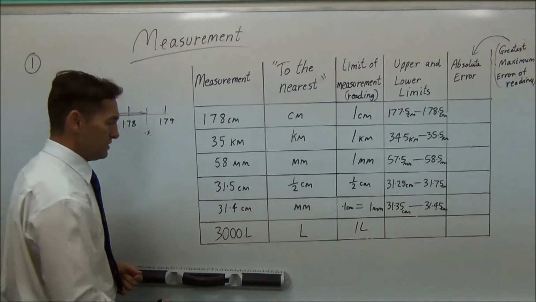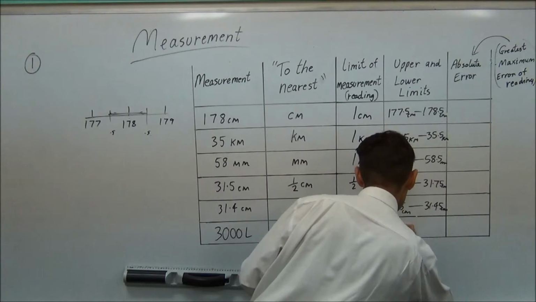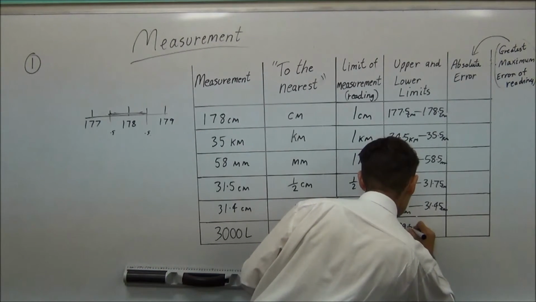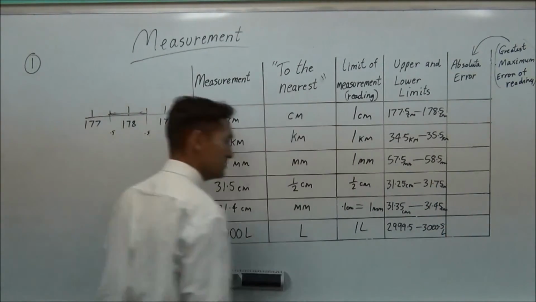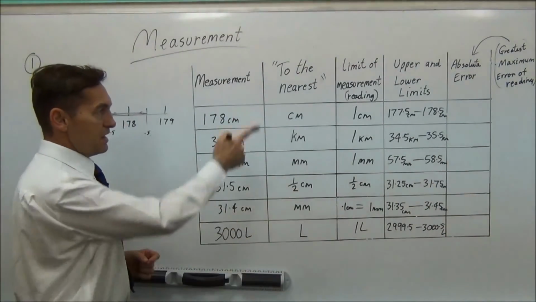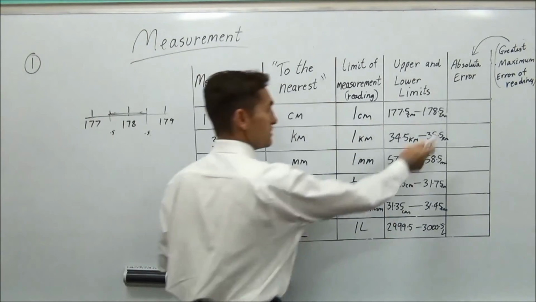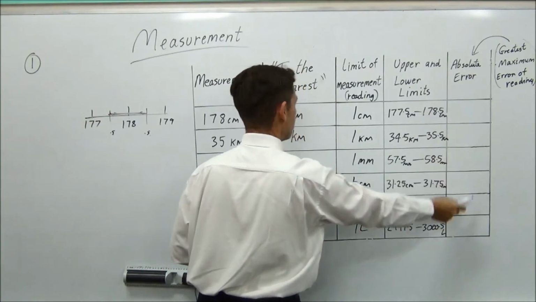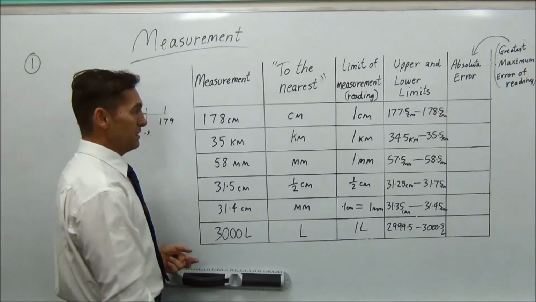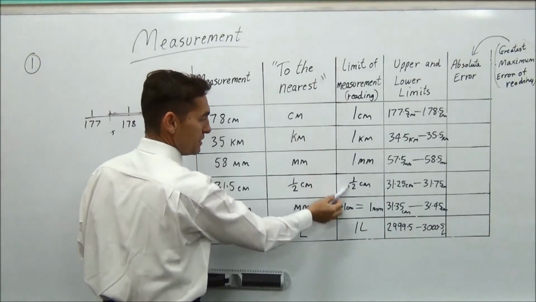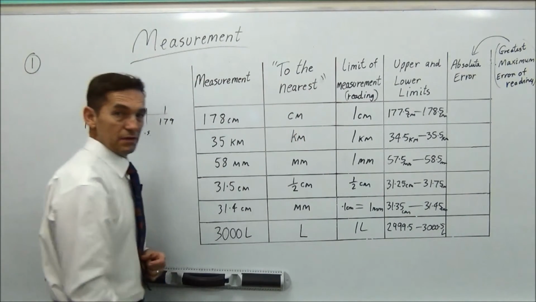3,000 litres, pretty easy. 2,999.5 up to 3,000.5 litres. Okay? Absolute error. Now that's something you get asked. We're going to do that in the next bit, but I'll get you to think about that. We're going to redraw this table. The absolute error is half the minimum measurement. Well, you can figure it out already. Half the minimum measurement, and that's the number that goes in there. We'll be back in a sec.